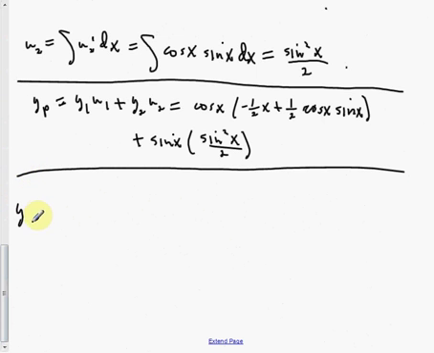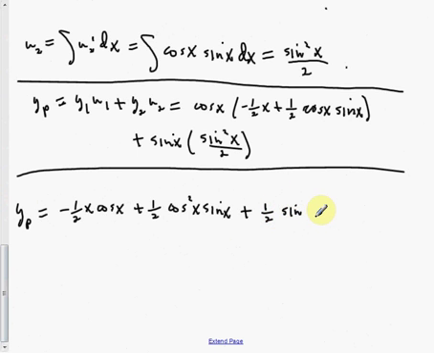Now we got to simplify that. A lot of stuff going on in there. So this is negative 1/2 x cosine x, with the cosine x distributed through the parentheses, plus 1/2 cosine squared x sine x, plus, this is 1/2 sine cubed x, but just write it 1/2 sine x times that sine squared x. I want you to see what's happening.